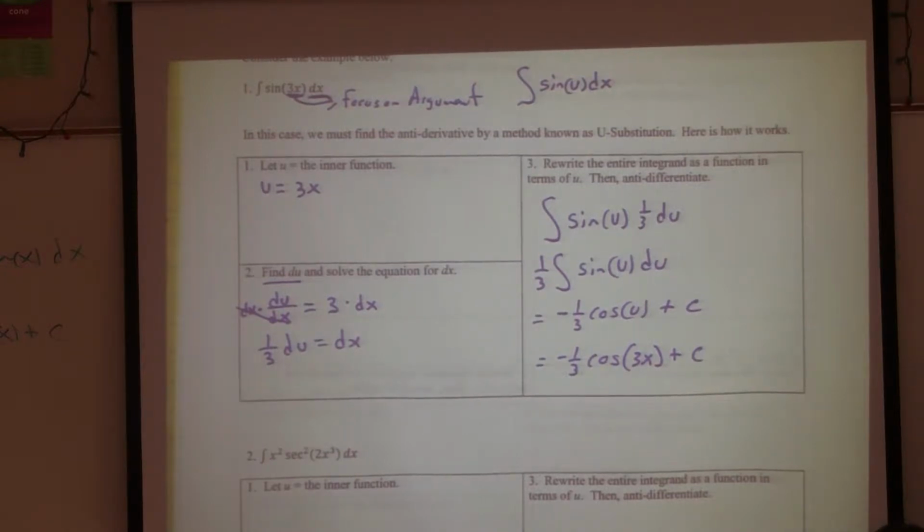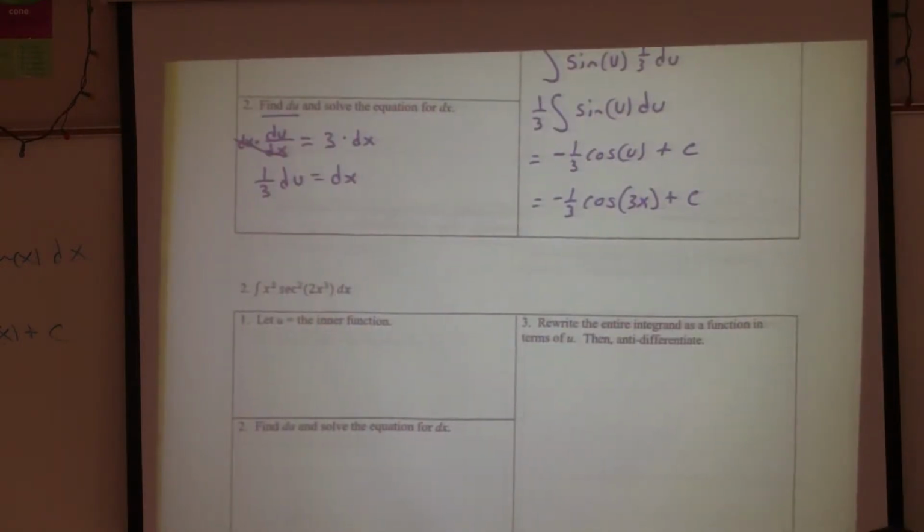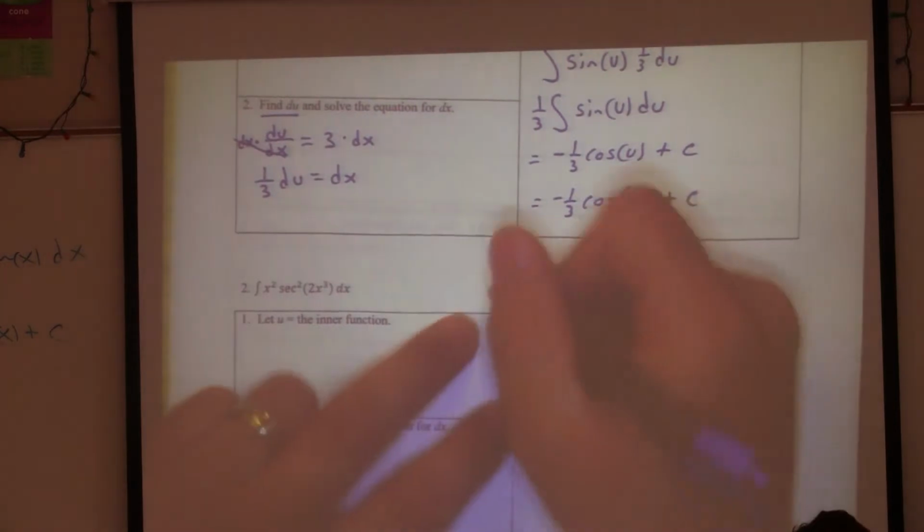The second one looks more challenging? Yeah, it's easy. The hard part is figuring out what you want u to be, okay? Now, for the most part, u is always going to be something that's in parentheses, or in a square root, or sometimes in the denominator. Okay? So let's write a note for that.